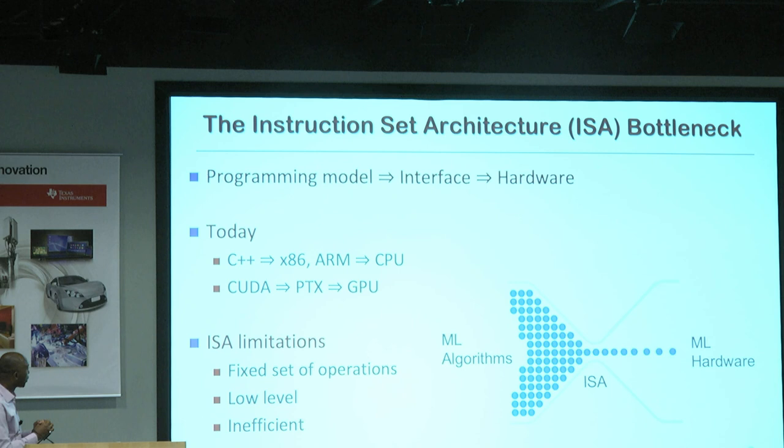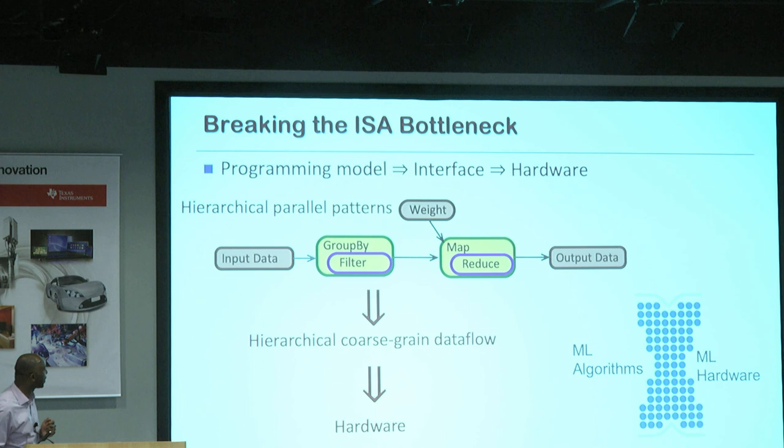So traditional acceleration devices use either the x86 or ARM general purpose ISA, or maybe GPUs use PTX if you're NVIDIA. And the question is, how can we make a better interface to hardware? And so I would contend that something that captures this notion of hierarchical parallel patterns is a much better interface to the hardware, right?